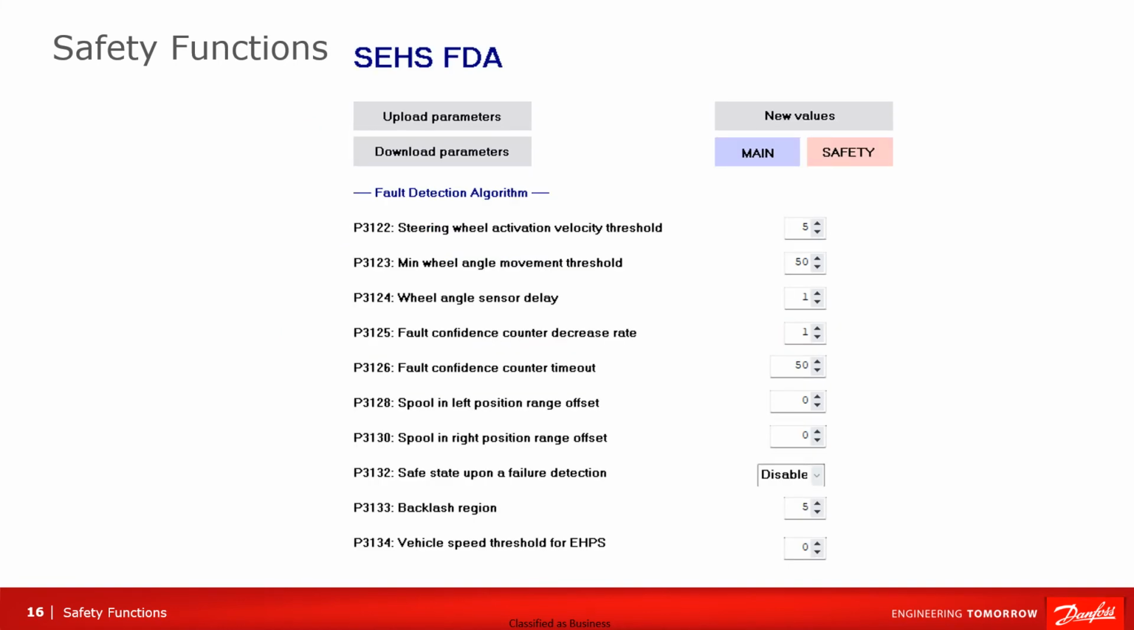The SEHS FDA page uses a fault detection algorithm to monitor and check that the data from the steering wheel, spool, and WAS are all consistent with each other. By default, this function is disabled, but can be implemented for an extra level of diagnostic coverage.